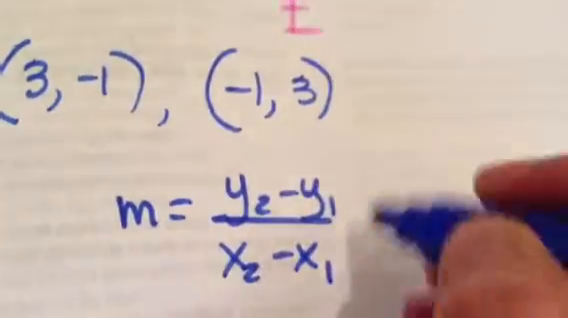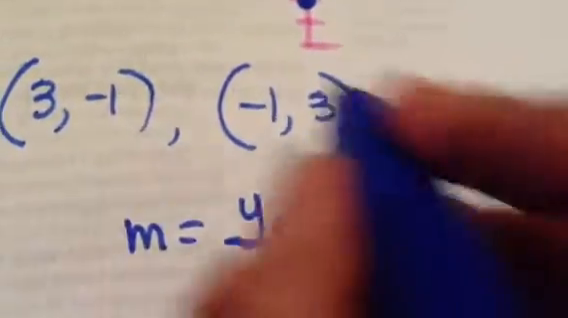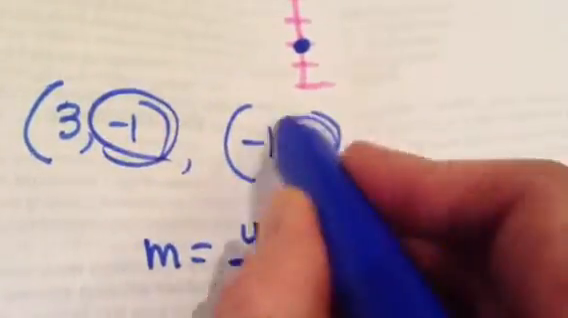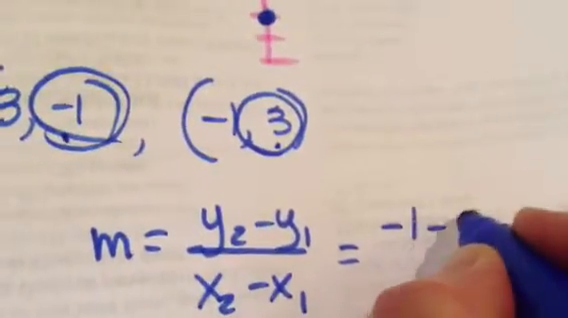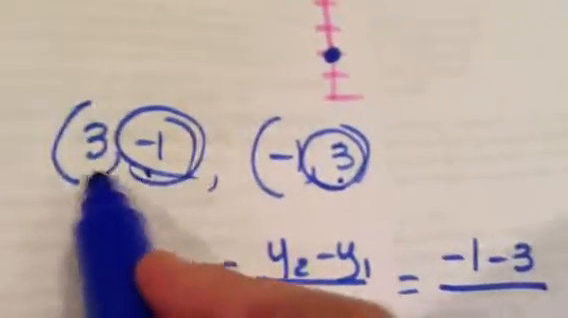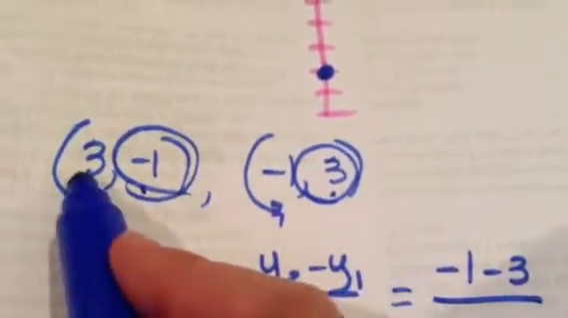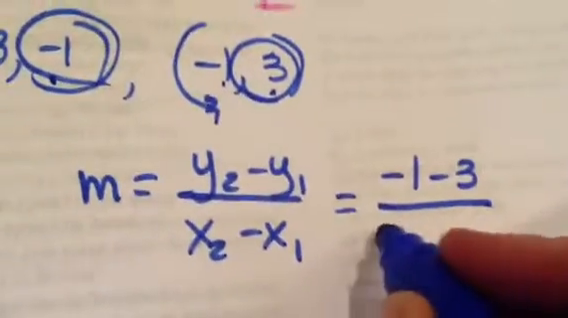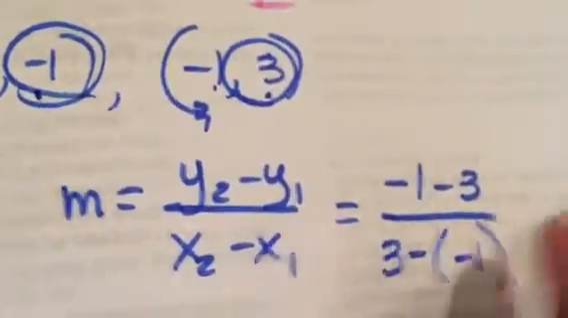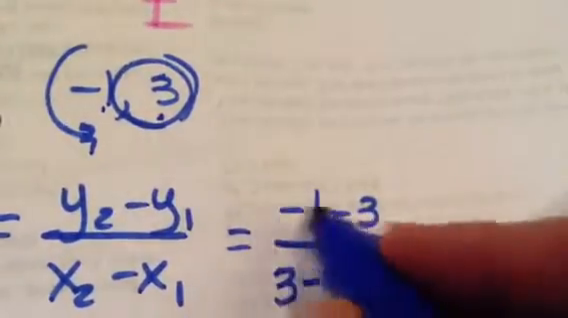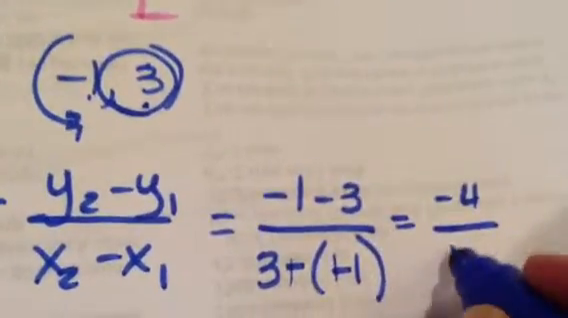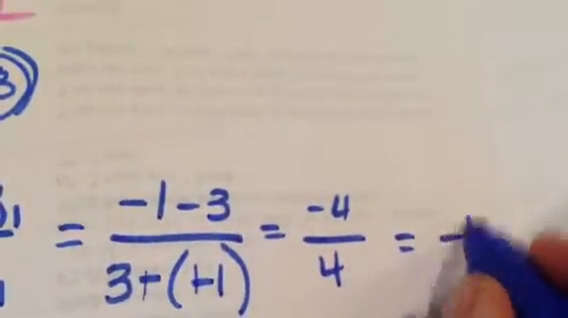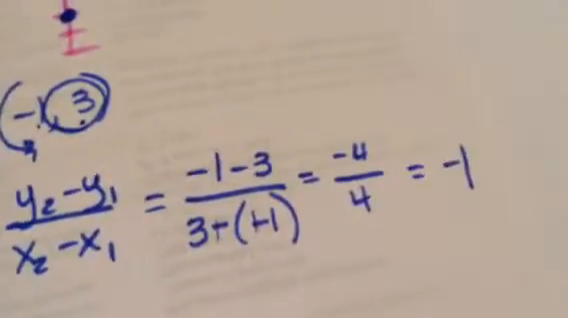And you think about it, your rise is your y-axis. It's your up and down. Okay, so look at your y values. Here they are. Take your y's and subtract them. So I'm going to take -1 minus 3. Okay, and then on the bottom, I'm going to take my x's and subtract them. So I'm going to do 3 minus a -1. Hardest thing here is to watch your signs. Well, -1 minus 3 is what? A -4. These become a plus. 3 plus 1 is 4. So my slope is going to be -1. Okay? So that's how you find the slope given 2 points.